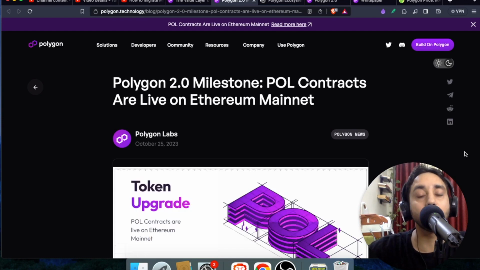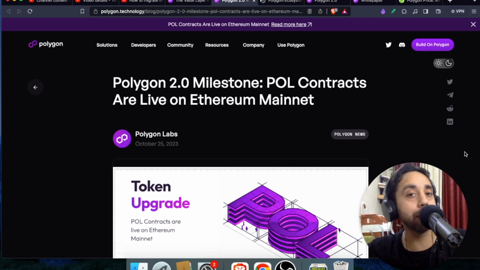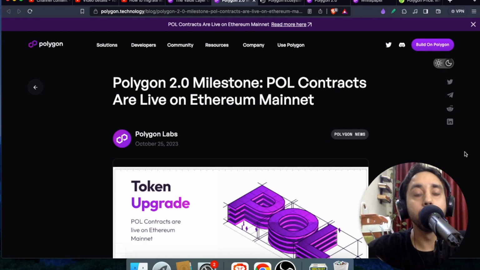Yes, I talked about the migration 3 months back when I talked about how Polygon is planning to discontinue MATIC token and switch entirely to the POL token, which will be its native token. Now guess what? The time is here. Polygon has deployed POL token on Etherscan. Well, you can check it right over here.